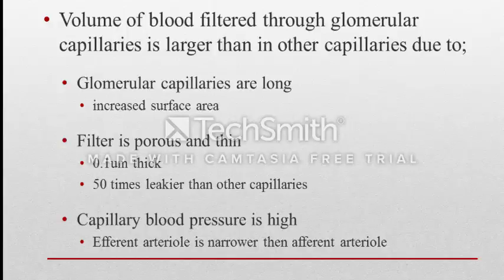The volume of blood that's filtered through glomerular capillaries is larger than in other capillaries, and this is due to several factors. Firstly, glomerular capillaries are very long, and this increases the surface area available for filtration. Secondly, the filter is porous and thin, approximately 0.1 micrometers thin, and as we've seen, the pores allow this structure to be 50 times leakier than other capillaries. And lastly, the capillary blood pressure is high. This is because the efferent arteriole, which is leaving the glomerulus, is narrower than the afferent arteriole.